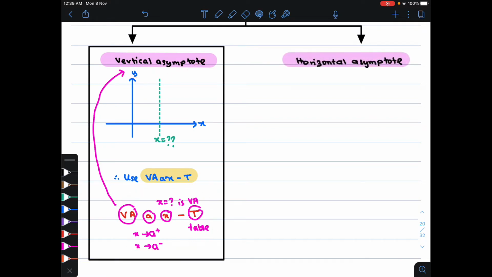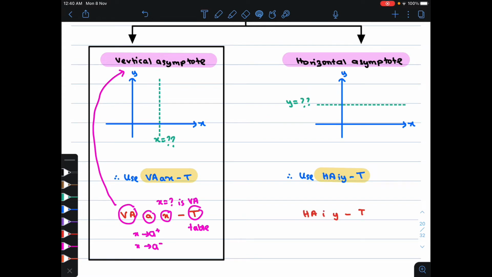The next one is called the horizontal asymptote. Say that you have the x-axis and y-axis. So, a horizontal asymptote will look like this. And hence, you need to find the value of y equal to something, and that is your horizontal asymptote. And to do that, you need to use the formula HIT.